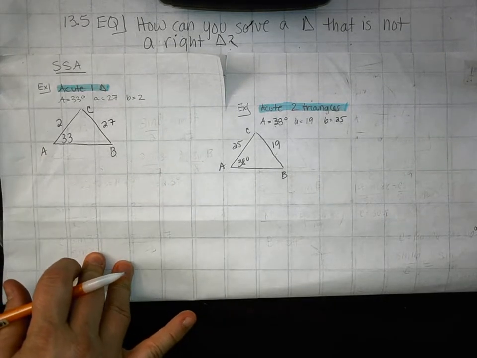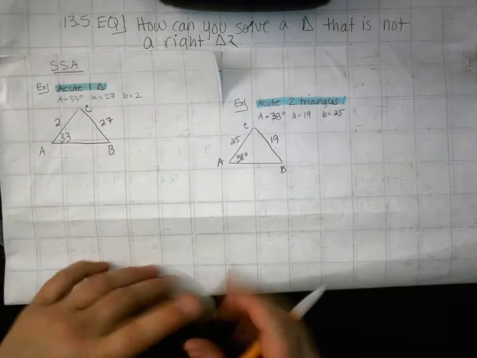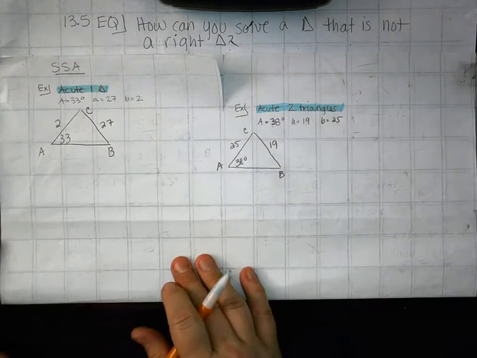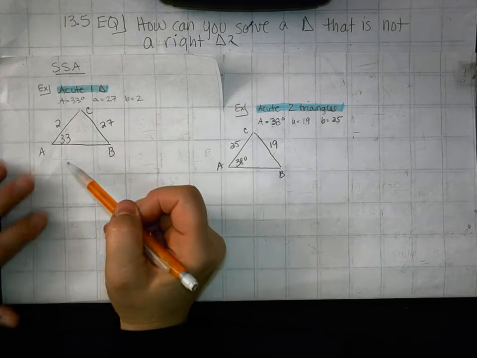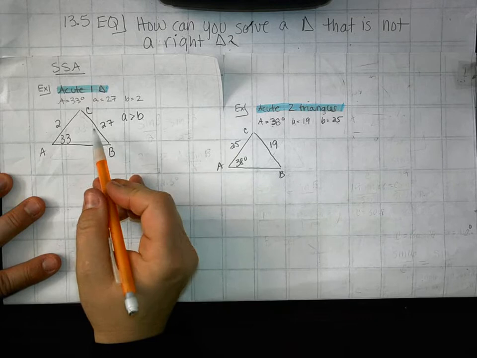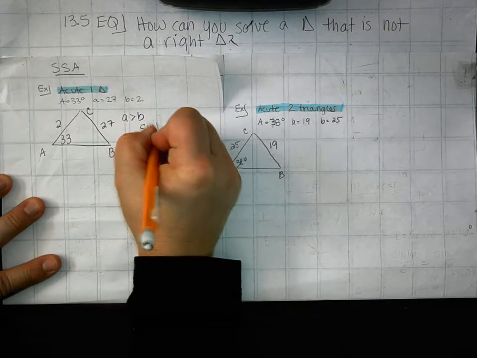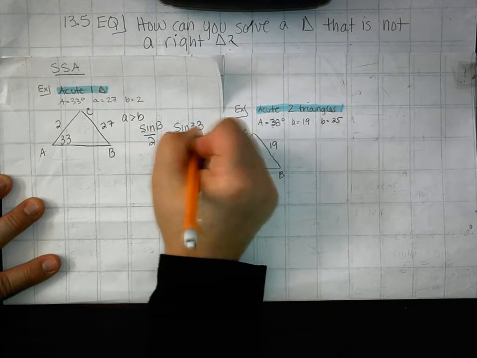It looks like you're given an acute angle and we get one triangle, and what this looks like is that A is going to be bigger than B. So again, I drew a triangle. Keep in mind A is bigger than B here. And what I need to do is I need to find an angle. So I'm going to do the sine of B over 2 is equal to the sine of 33 over 27.